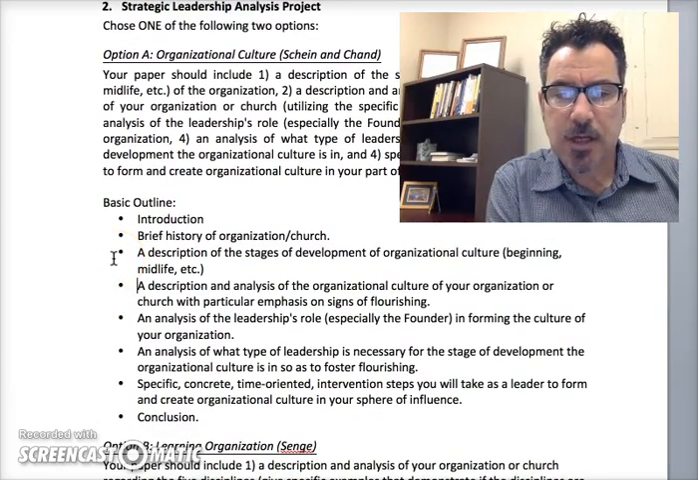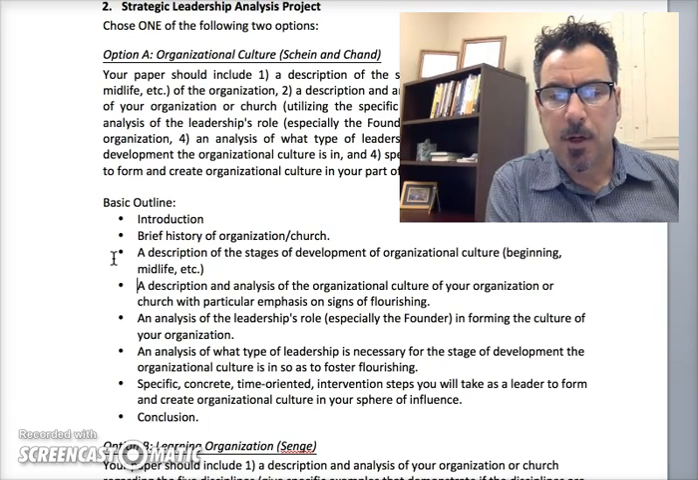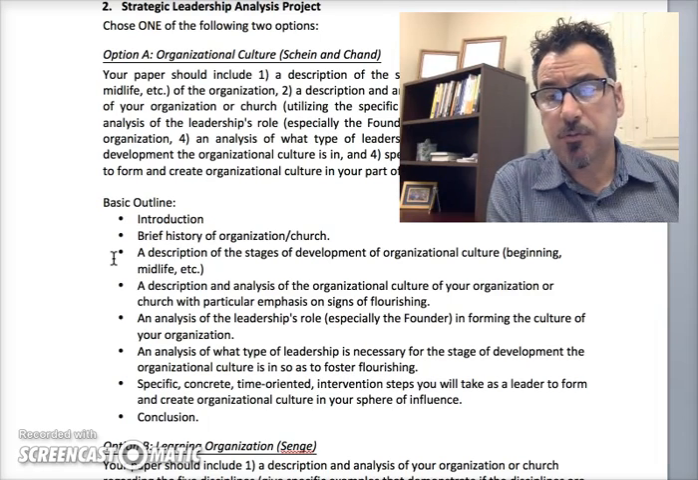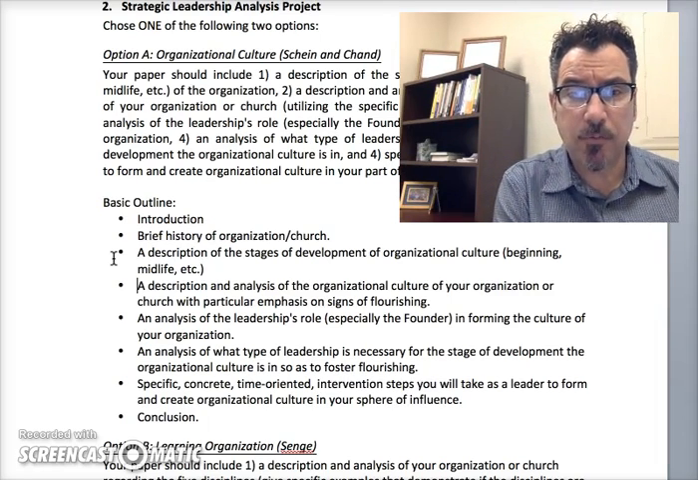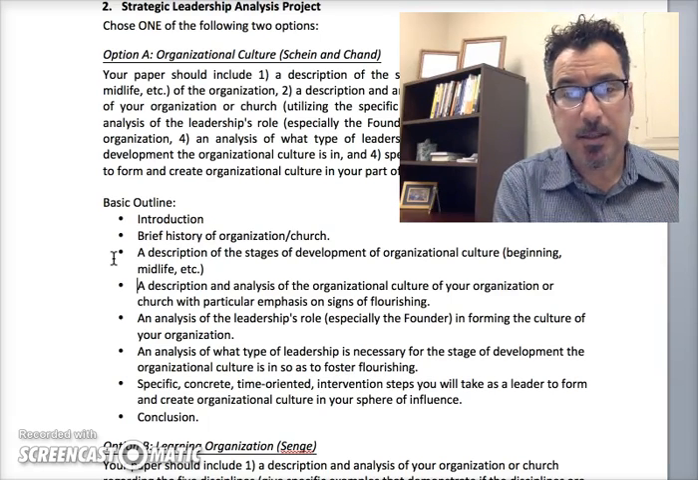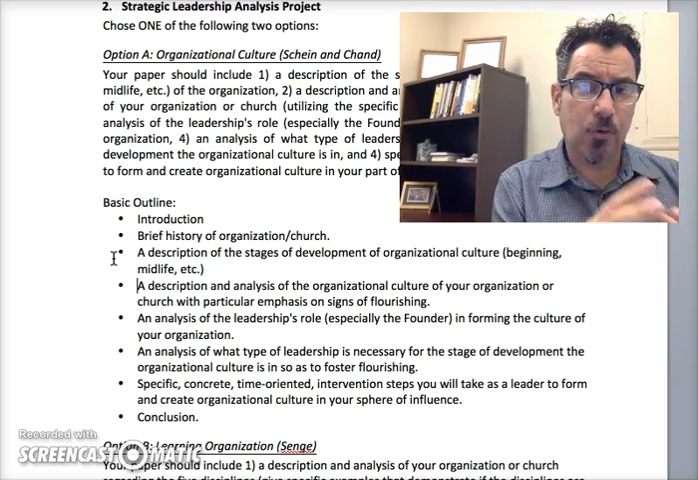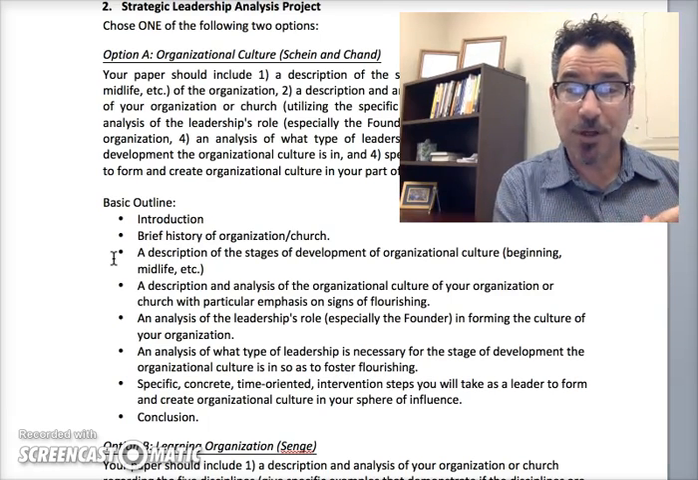A description of the stages of development of organizational culture. Right? So this is a little trickier, but I want you to really think about where this organization is. So for example, if it's brand new, say you're part of an entrepreneurial kind of startup thing, that's going to have a different kind of culture. That's going to have a lot more energy and vision. It's probably going to be a lot more chaotic, right?